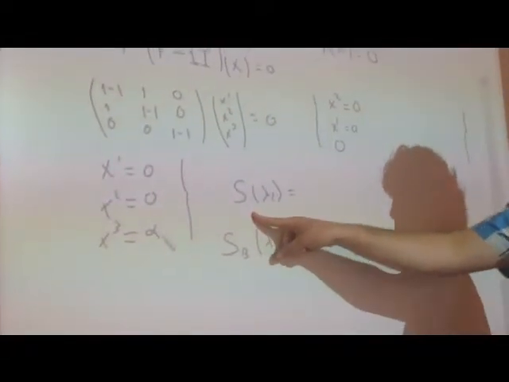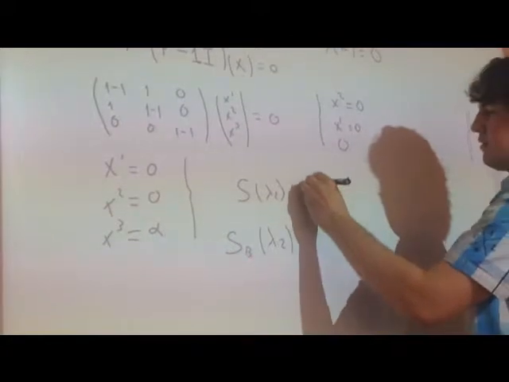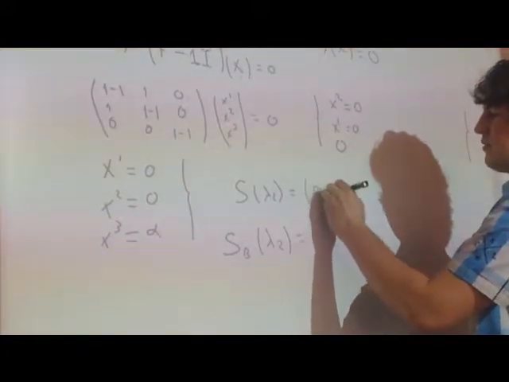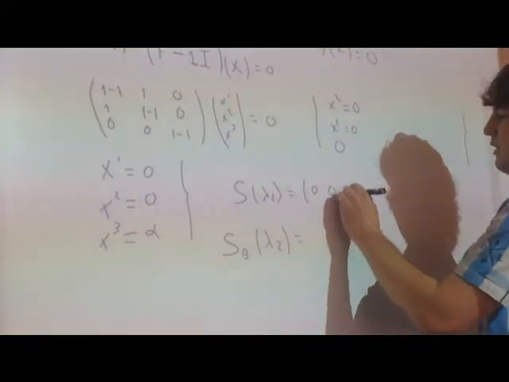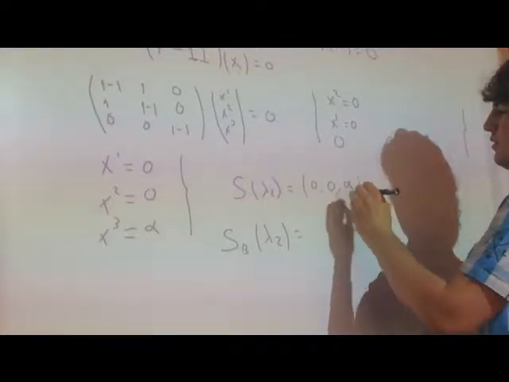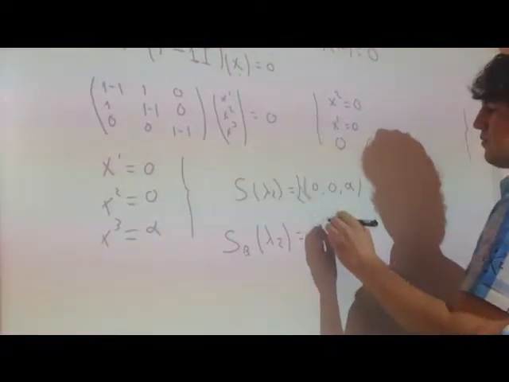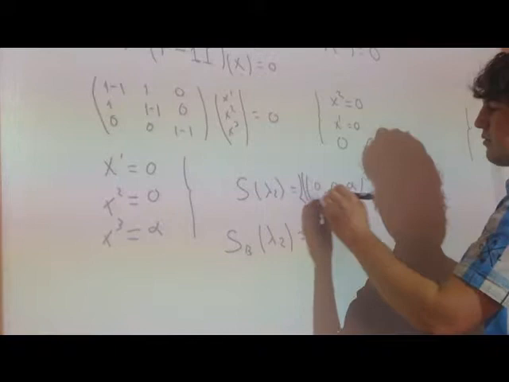So this is alpha. Now, the space will be 0, 0, alpha, which is generated by 0, 0, alpha.